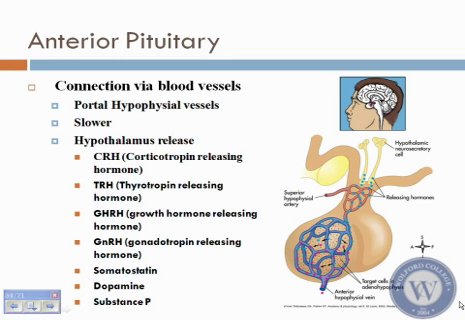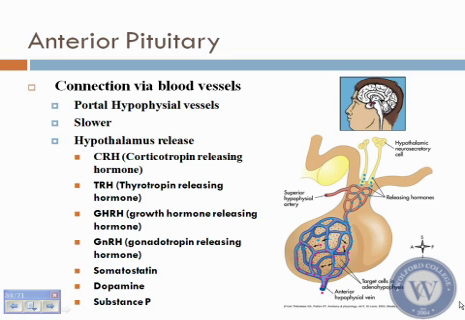They do release this stuff a little slower, but the hypothalamus does release an extensive number of these hormones. These are large in number, not small, like only two in the posterior. You have many in the front. You have the corticotropin releasing hormone, thyrotropin releasing hormone, growth hormone releasing hormone, gonadotropin releasing hormone, somatostatin, dopamine, and substance P.